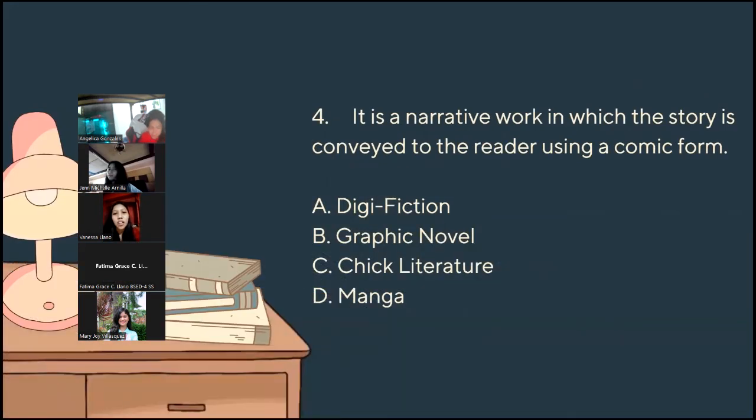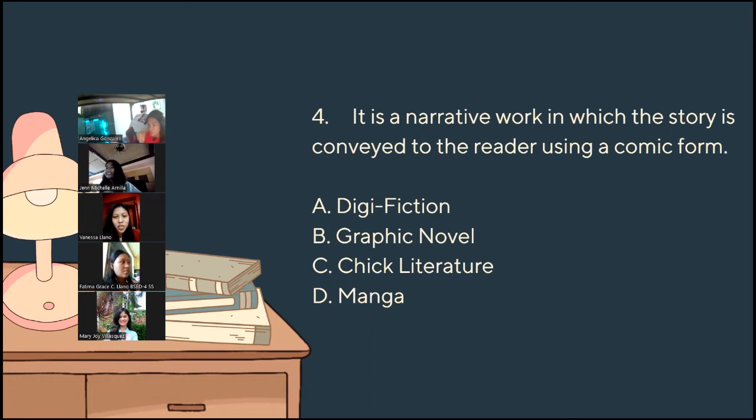Next slide, please. For our number 4, Miss Villasquez, can you hear us? Could you read and answer question number 4? She's not here yet. Okay, Miss Arnelia, could you read and answer question number 4? It is a narrative work in which the story is conveyed to the reader using a comic form. A. Digifiction. B. Graphic novel. C. Chick literature. And D. Manga. D. Manga.